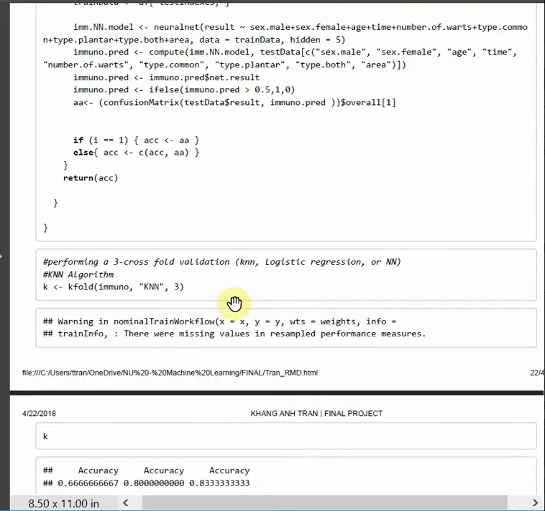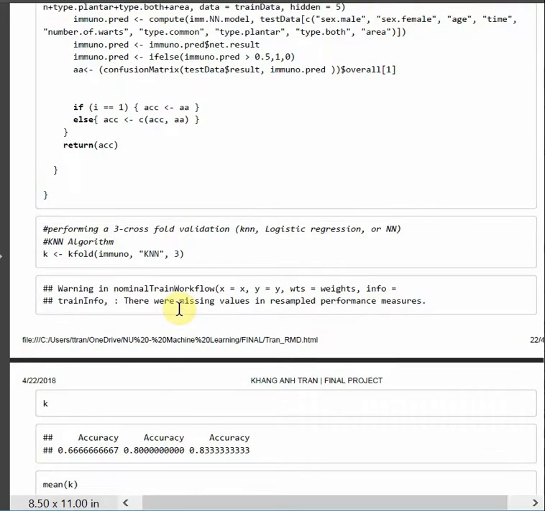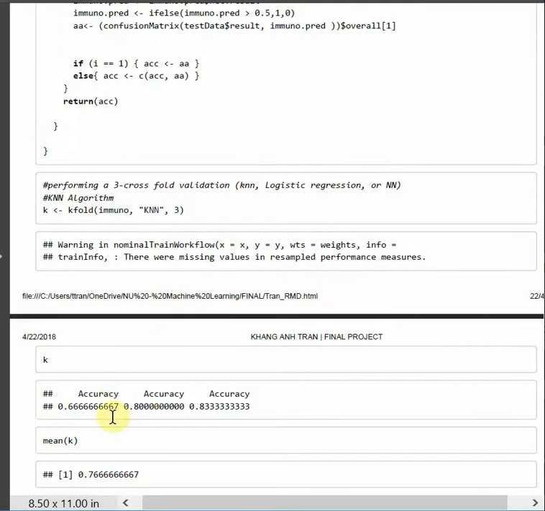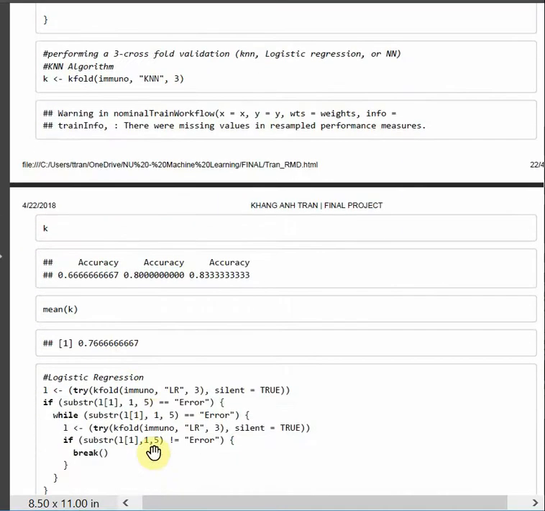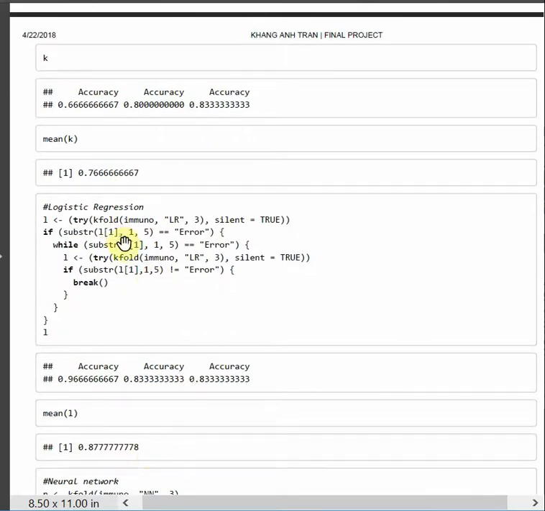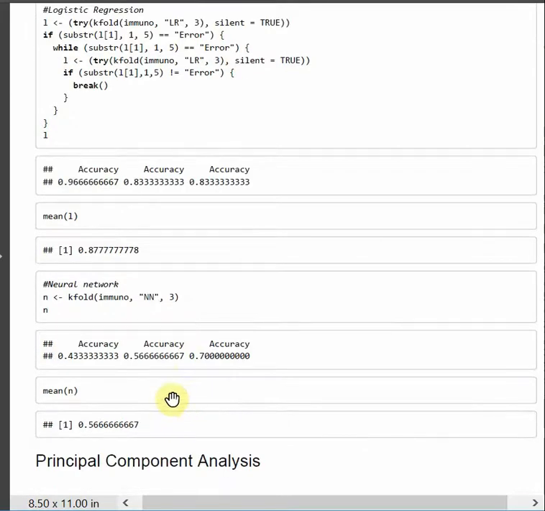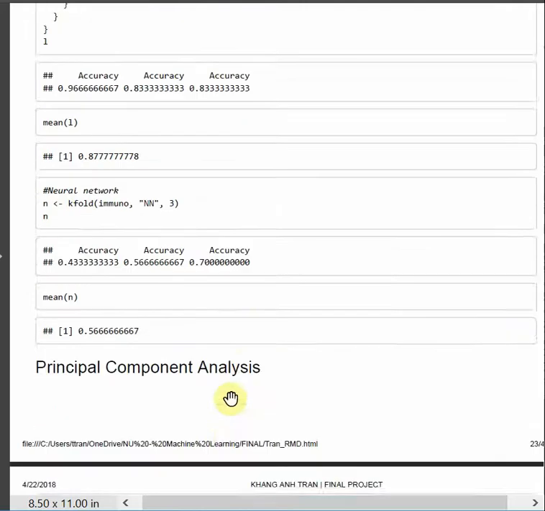So I performed the 3 crossfold validations on the immunotherapy dataset, and from here I got an accuracy ranging from 66% to 83% with a mean accuracy of 76%. When I did the same thing on the logistic regression, I got a much higher accuracy, but neural networking was still kind of low, it's 56%.